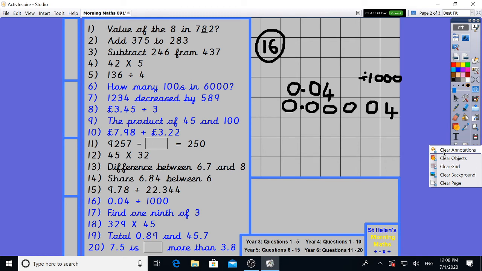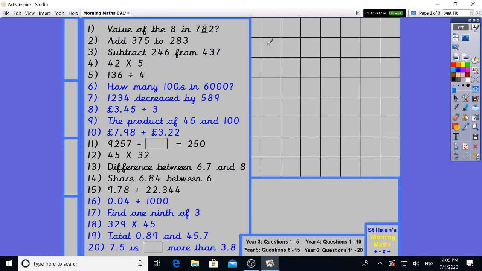Question 17. 1/9 of 3. Find 1/9 of 3. Okay, that is 3 divided by 9, which is not going to work with that decimal. So I'm going to go 3.00 divided by 9. Line up the decimal point. How many 9s in 3? Doesn't fit, carry the 3. How many 9s in 30? 9, 18, 27, 3. Remainder 3.